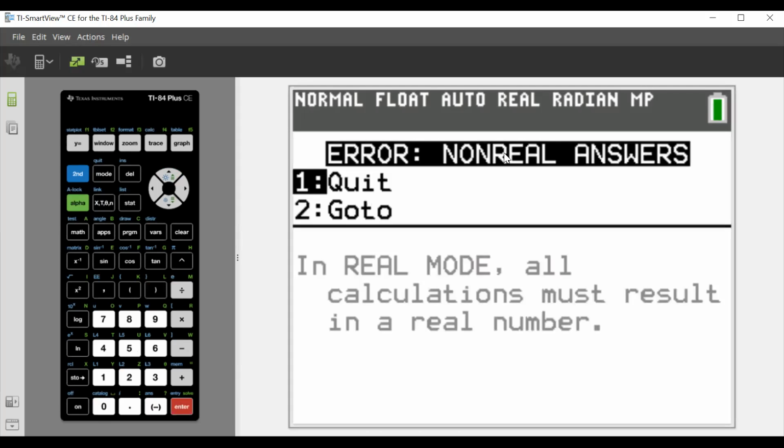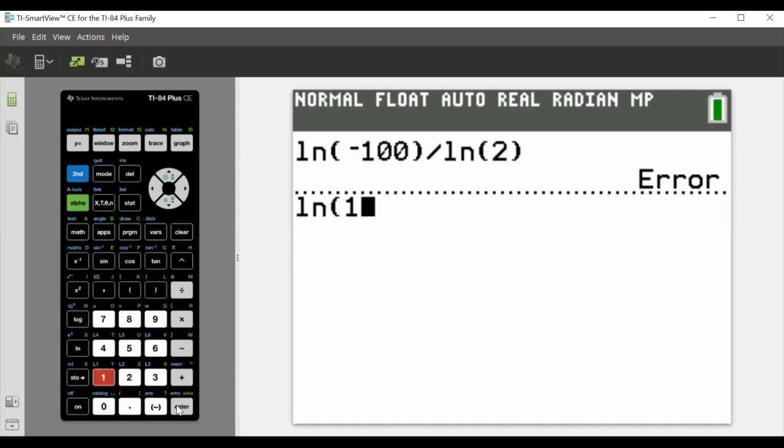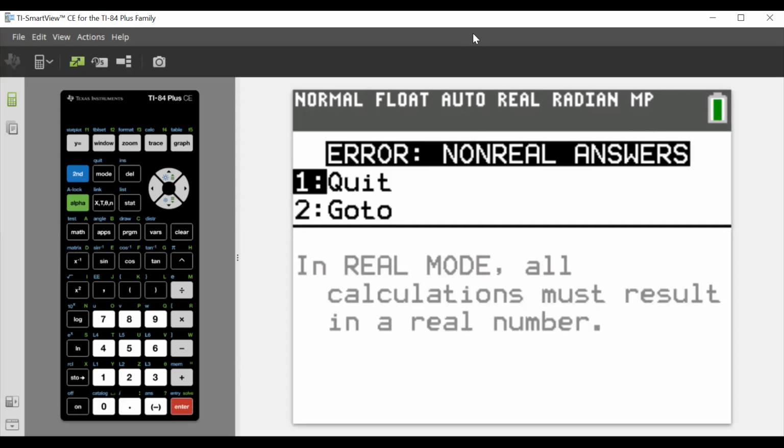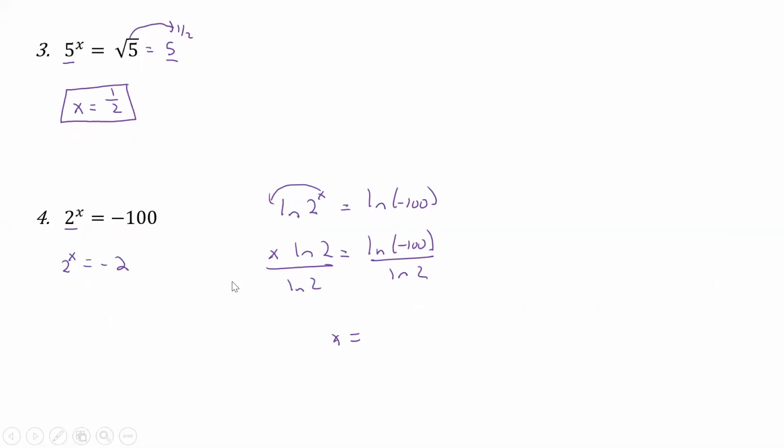Uh-oh, non-real answers. And that's because when I take ln, the input always has to be greater than 0. So I can take ln of 1 and I get 0, and if I take ln of like 0.5, I start getting negative numbers. But if I take ln of negative 0.1, I can't do that. So I always have to have that greater than 0. So here, x equals, well, there's no solution with real numbers. Okay, so that would be the case here.